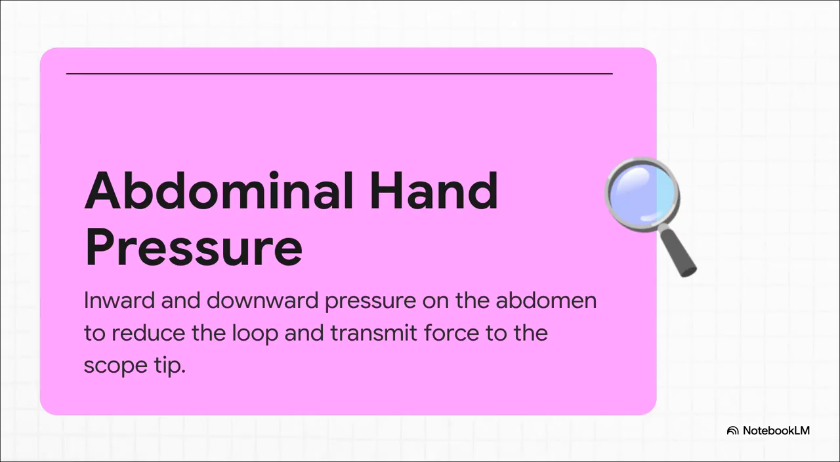One of your most powerful tools isn't even part of the scope. It's simple, targeted hand pressure right on the abdomen. It basically acts as an external wall. It physically stops the sigmoid from bowing out, which shrinks the loop and helps send more of your pushing force straight to the tip. It is an absolute game changer.